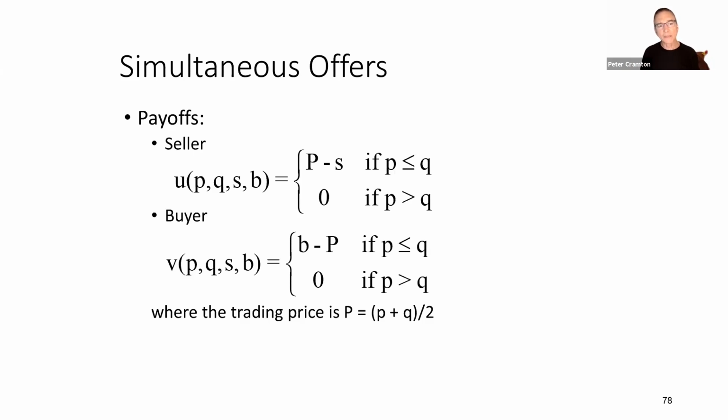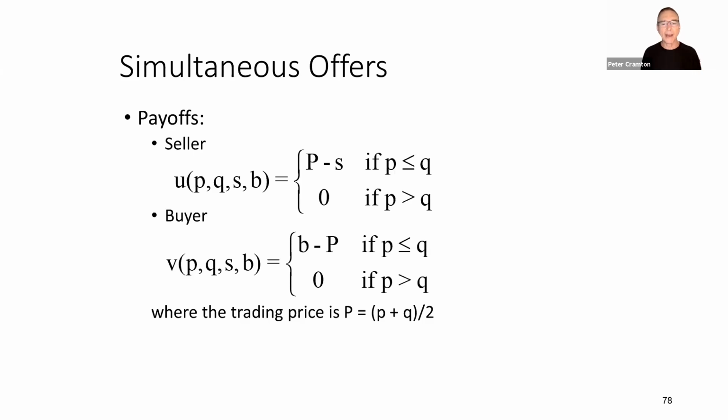So we start with the ex post. My ex post payoff is going to be just price minus value for the seller in the event we trade. When are we going to trade? Whenever my offer is less than or equal to your offer. The offers are compatible. The seller is below the buyer. And it's going to be zero otherwise.